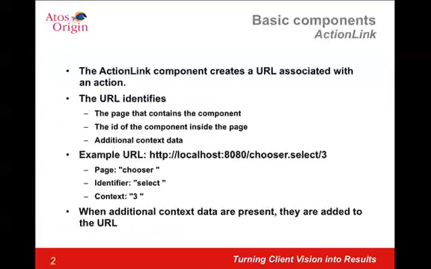The action link component, which we have already used previously, will create a URL in order to launch an action. The URL will identify the name of the page, the TID parameter of the component which launches this action, and some additional context data. For example, with this URL, the action will be launched by the select component available in the chooser page. The number 3 is the additional context data.